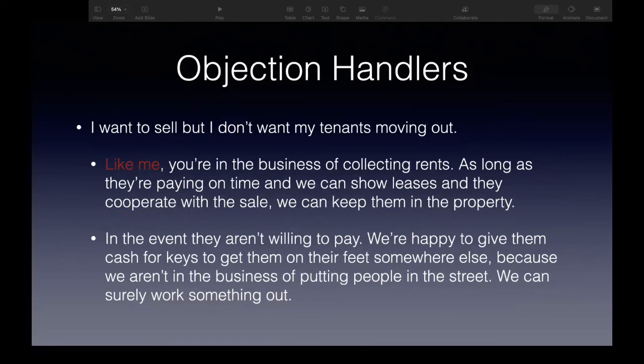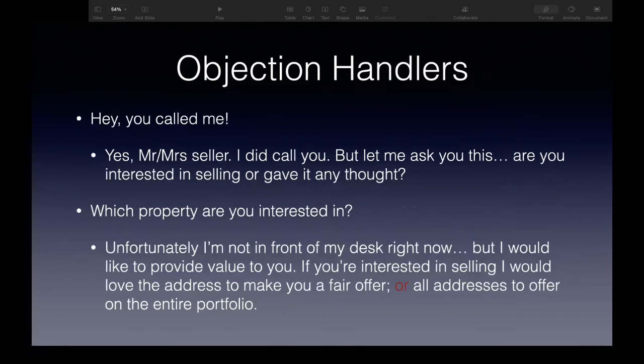In the event they aren't willing to pay, we're happy to give them cash for keys or get them on their feet somewhere else. Because, I mean, we aren't in the business of putting people in the street. We can surely work something out. It's another line you want to hit them with when it comes to tenants.